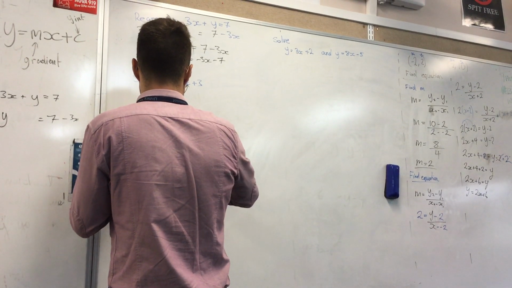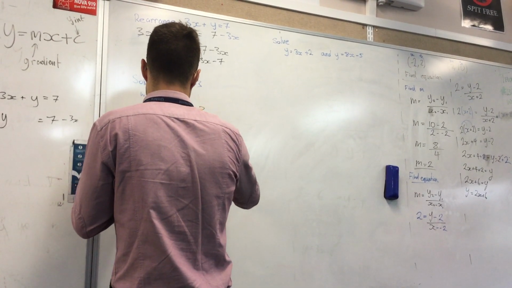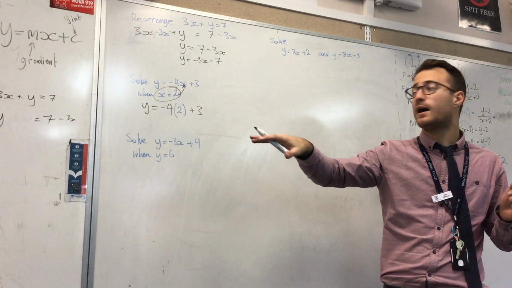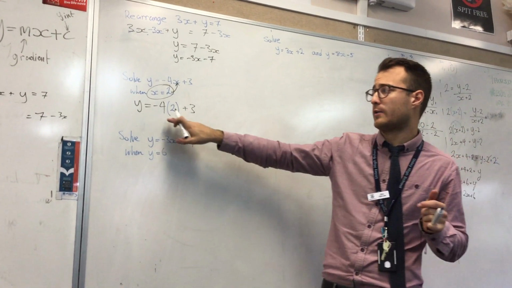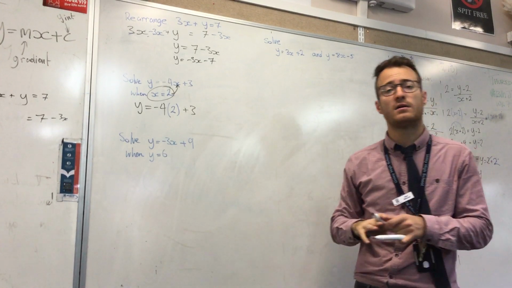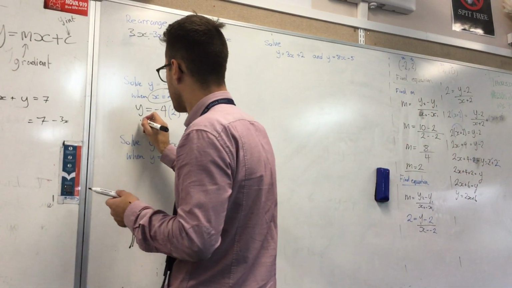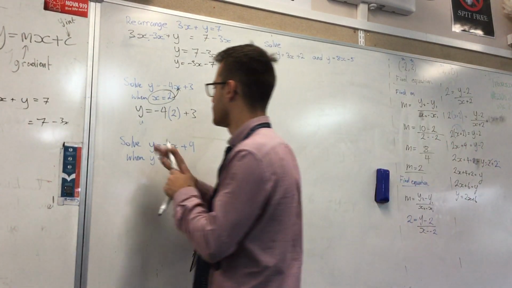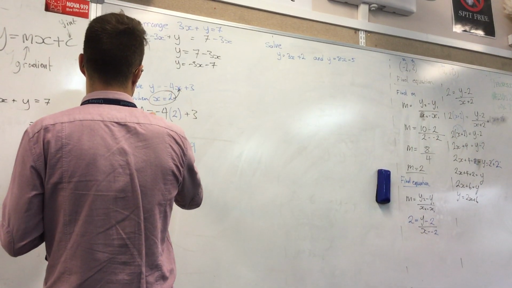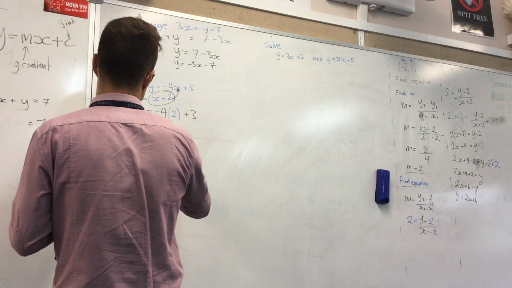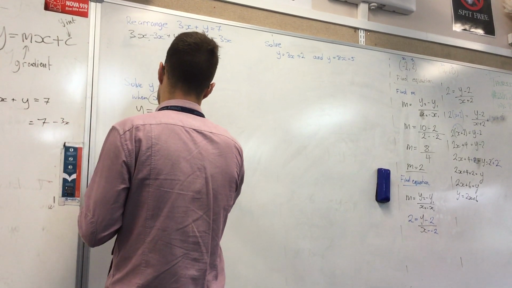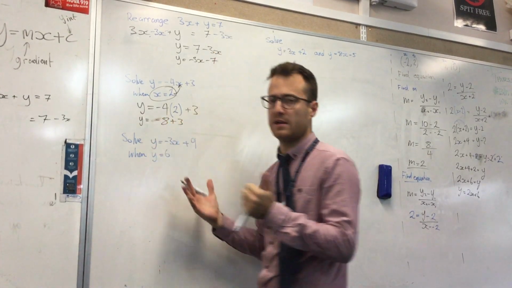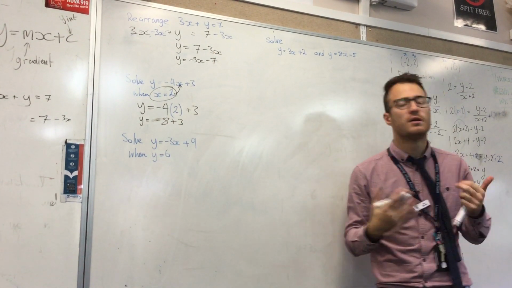So we're going to have y equals negative 4 times 2 plus 3. I'll do it in blue because I think you guys seem to like that. Sweet. How do I then work that out? Negative 4 times 2 gives negative 8, plus 3. And then negative 8 plus 3 is negative 5.